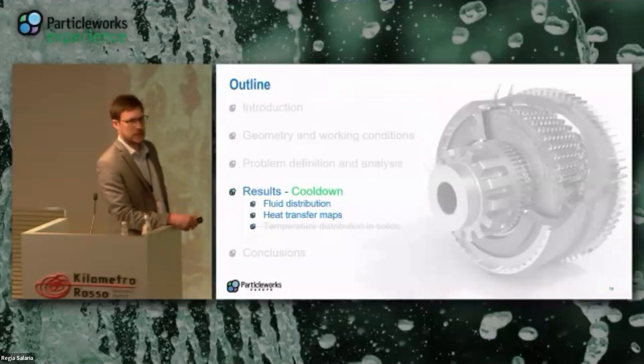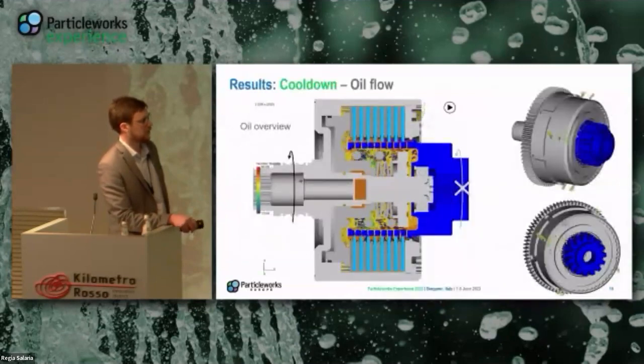And let's see some results. So let's start from the cool down configuration. We will see fluid distribution and the transfer maps, the transfer coefficient distribution. So here we can see the oil distribution in this video. So internal, here there is an inflow which generates oil.